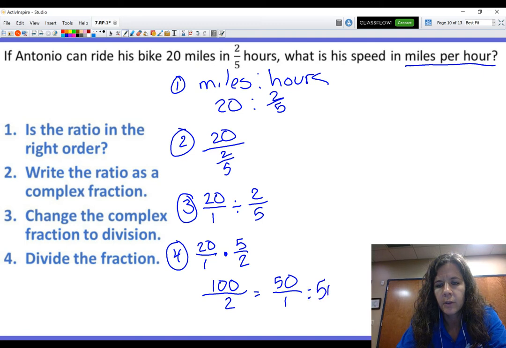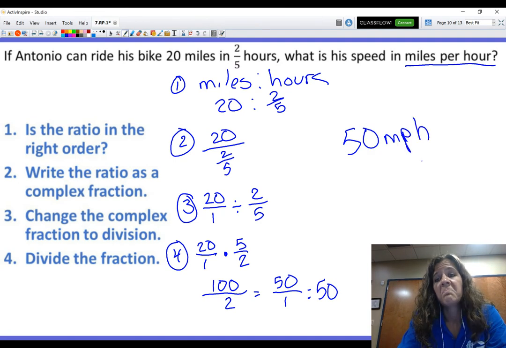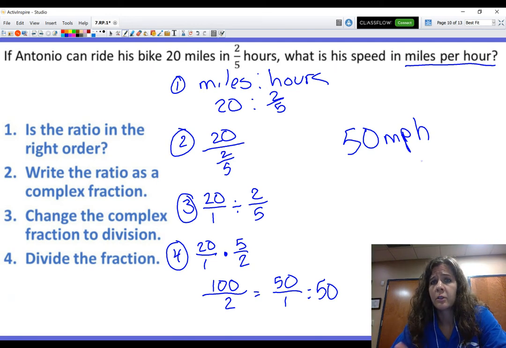He drove 50. So he rode his bike 50 miles per hour. Maybe this is a motorcycle, because if he's riding his bicycle 50 miles per hour, that boy is cooking.